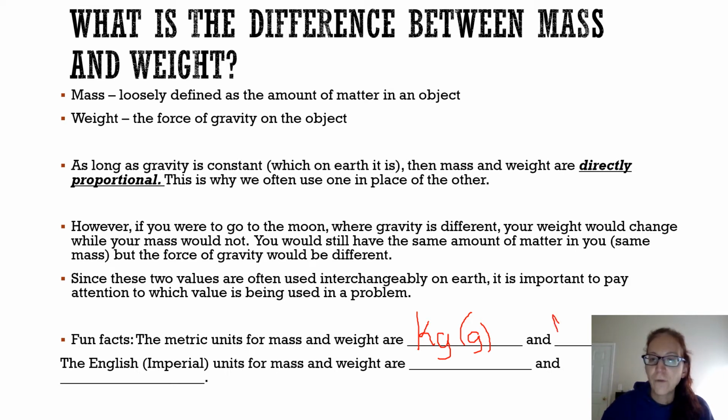And so the unit for weight in the metric system is something called the Newton, and that is named after Sir Isaac Newton, who is kind of famous for some calculus stuff and for his laws of motion, one of which relates force and mass, or weight and mass, depending on the problem that you're doing. The English or imperial units for mass and weight, well, I don't know if we mentioned the unit for weight. That's the one that you're going to be familiar with. The English or imperial unit for weight is the pound.